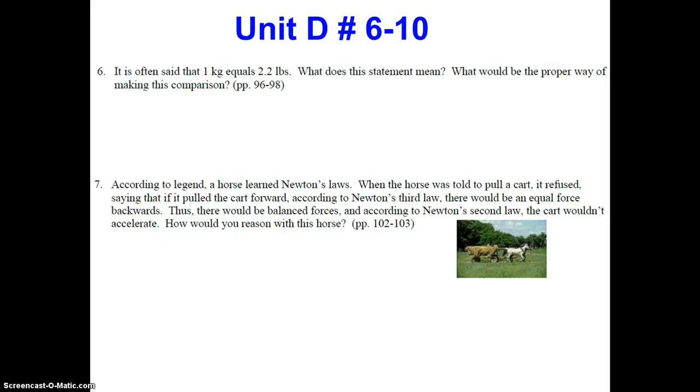Welcome to the solutions to the Regents Physics Dynamics problem set, problems number 6 through 8. Let's jump right in with number 6 here.